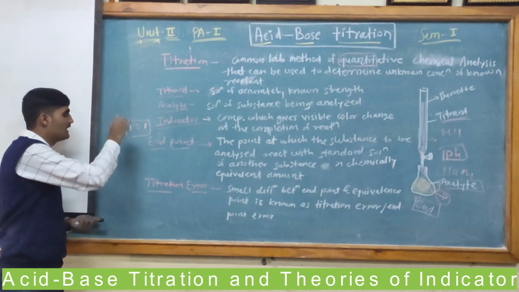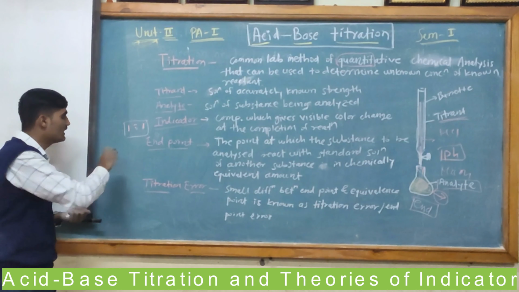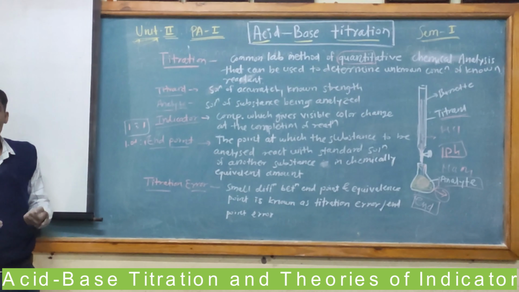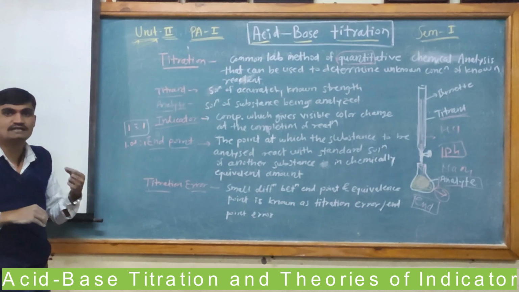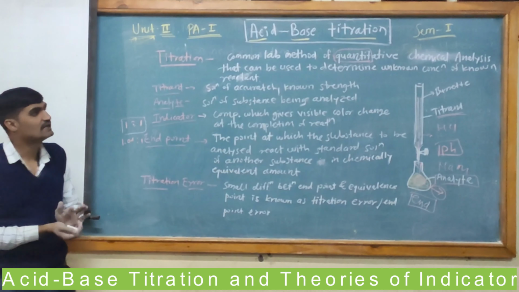But at this point it does not give the color change. We need to add a little more, say 1.001 ml, before it gives a visible color change. So what will happen? The pH may get converted towards acidic condition or basic condition. So this is about the titration.